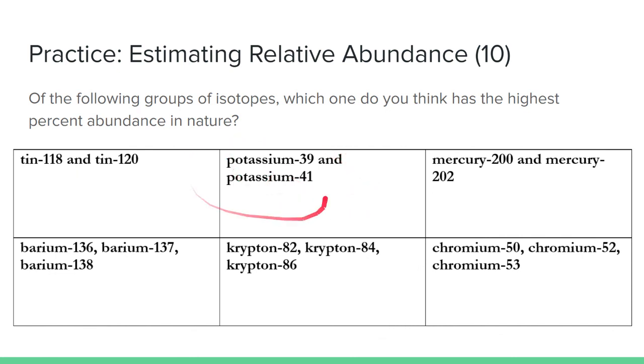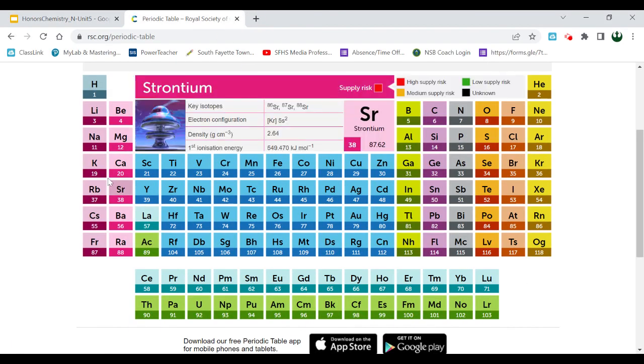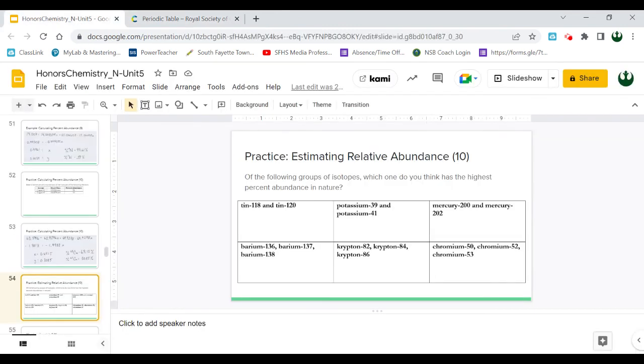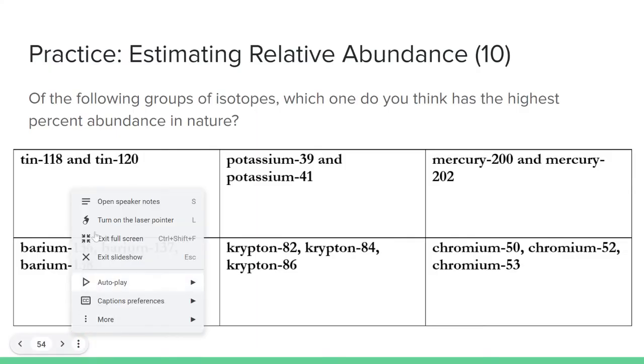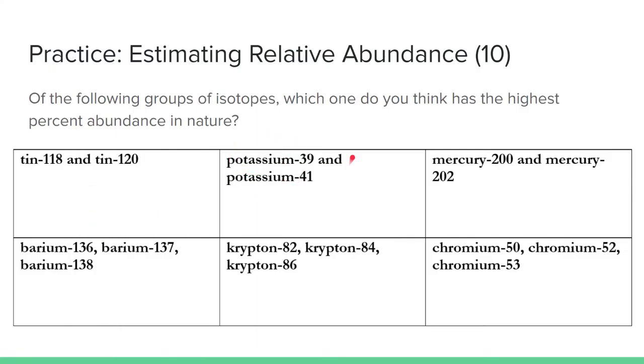If I look for potassium on my periodic table, potassium has a mass that is 39.098. So therefore, potassium 39 is the most abundant isotope. Mercury, I can do the same thing. And if I go to my periodic table, the most abundant isotope is mercury 200.